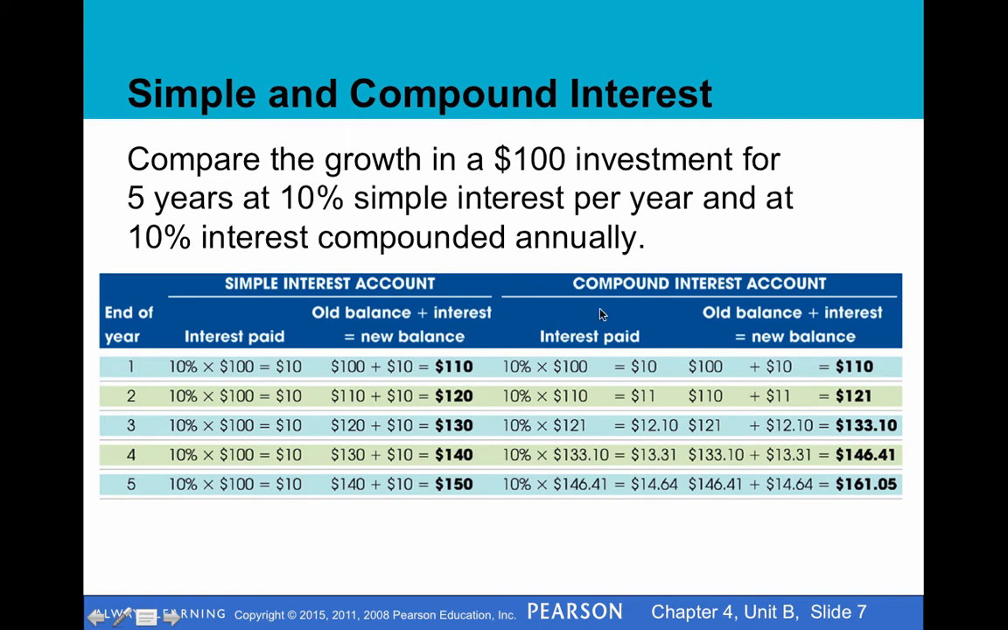But with compound interest, notice we have the $10. You add the $10 on, you have 110. So the 10% is taken not of 100, but of the growing amount, the 110. This 10% is $11. You add $11 on, you're at 121. 10% of 121 is 12.10. Add that on, and now you're at 133.10, and so on and so forth until we get down to the end of the 5th year, and we have now $161.05 versus $150. So the power of compounding.